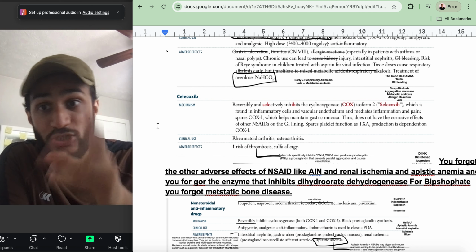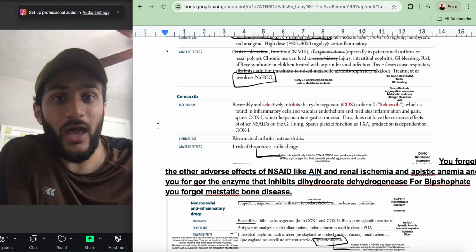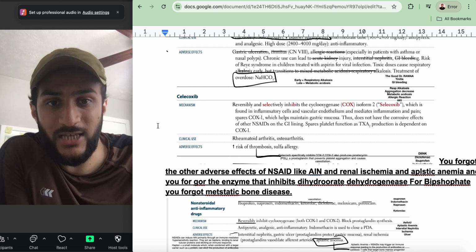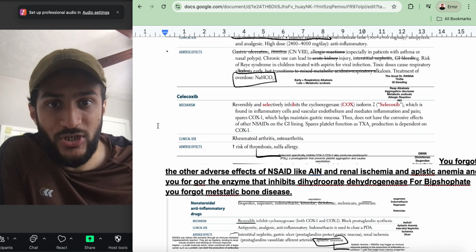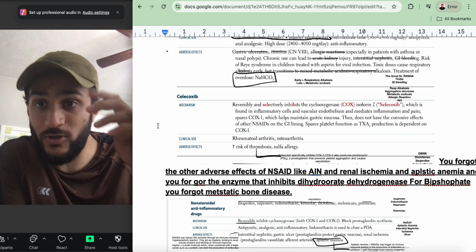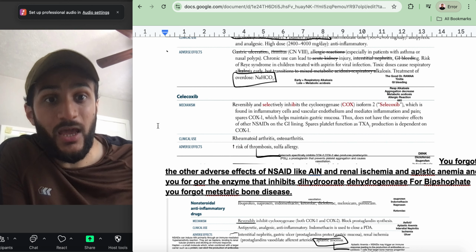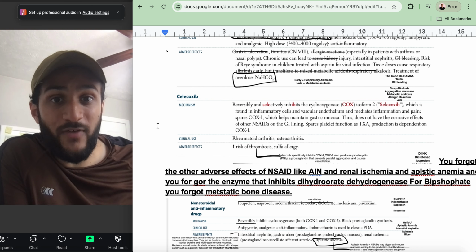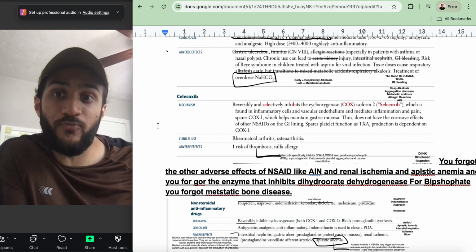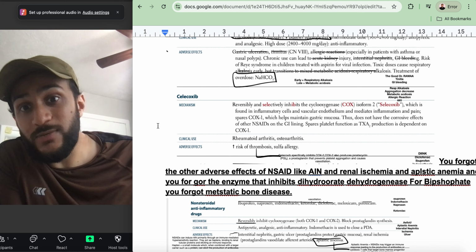Celecoxib inhibits cyclooxygenase number 2. It selectively inhibits it, which is going to be found in the inflammatory cells and in the vascular endothelium, and mediates inflammation. But it would spare cyclooxygenase number 1, which still helps you to maintain your prostaglandin I2 and E1, which are going to be your vasodilators. But it does not have an effect on the prostaglandin I2 and GI, and spares platelet function of thromboxane A2.